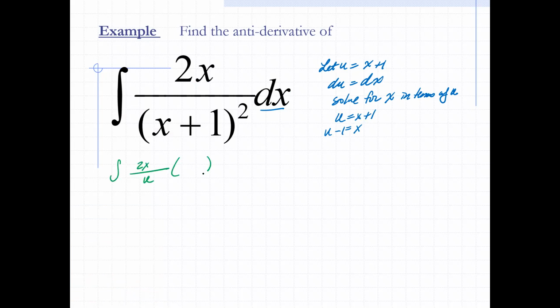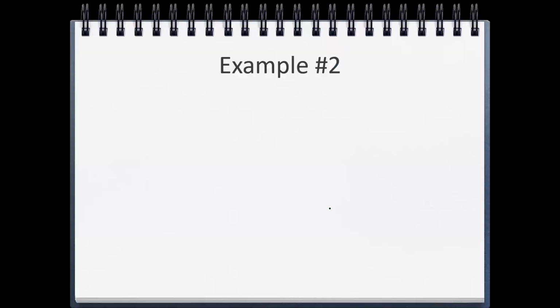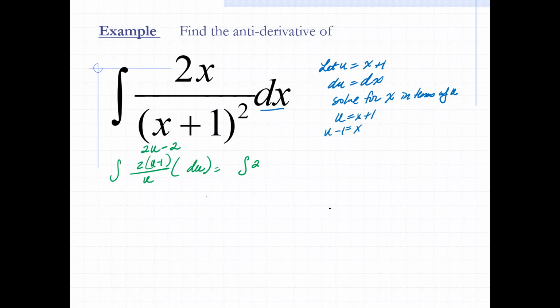2x over u times du. So now that I know that this x is going to be equal to u minus 1, I can go ahead and distribute this to the integral of 2u minus 2. And because it's on a fraction, I could separate them. I could do a 2u over u minus the integral of 2 over u du.